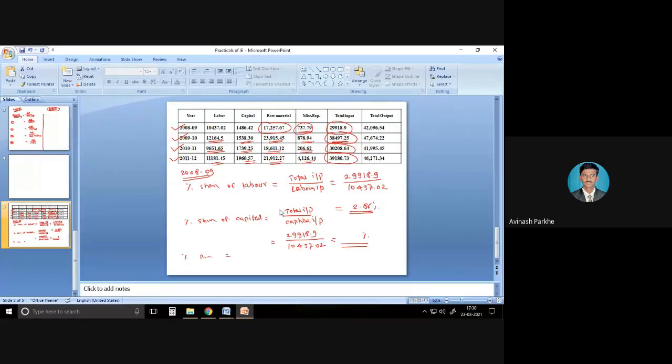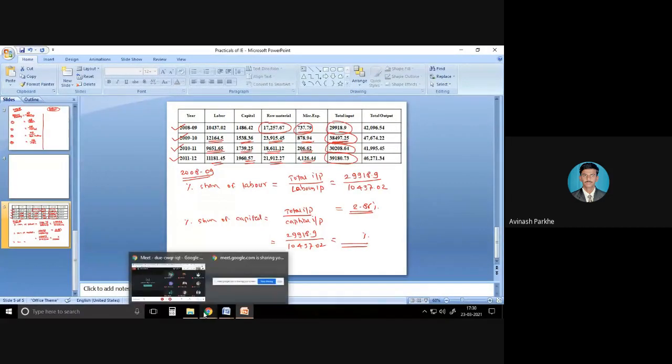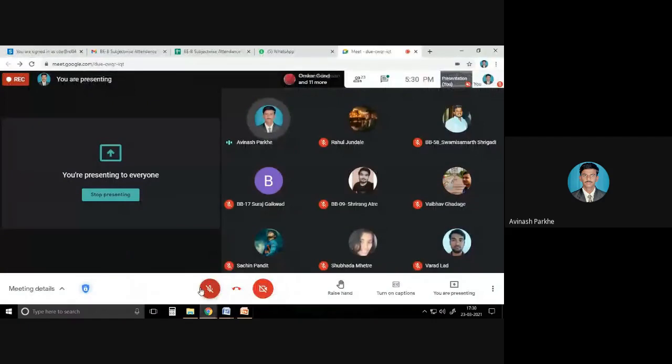So this is experiment number 3 related to the total productivity calculation. Okay, so with this, today we will stop here. Again, some other experiments are there that we will take in the next lecture.